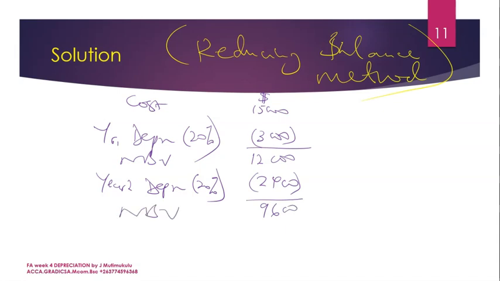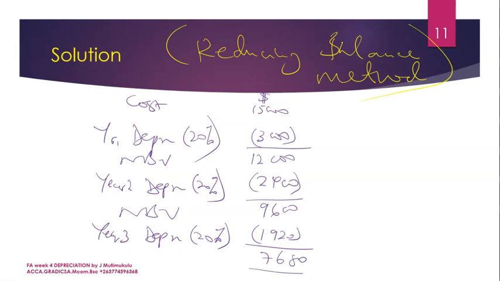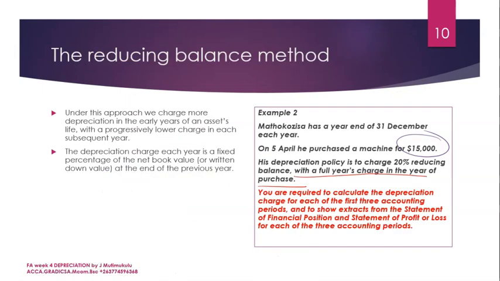So that's NBV of 9,600, and then depreciation charge year 3 becomes 20% of 9,600, and this becomes 1,920. Okay, we deduct this one from the 9,600, and we are left with 7,680. Okay, this is the NBV year 3. Okay, now we have sorted out our depreciation charges. What we then do is to attend to the extract, because the question wants us to show extract.